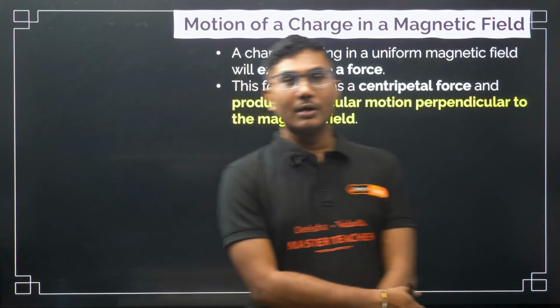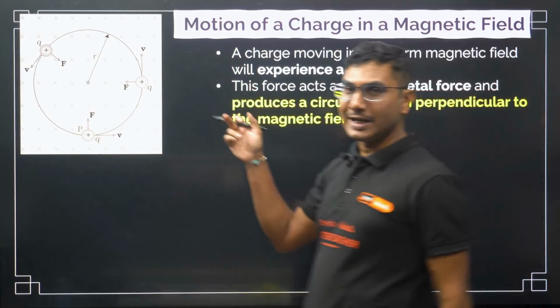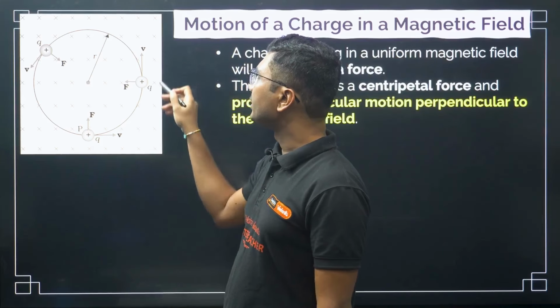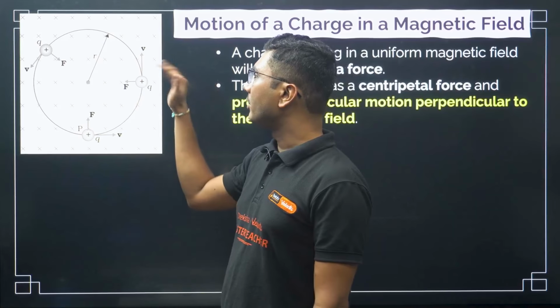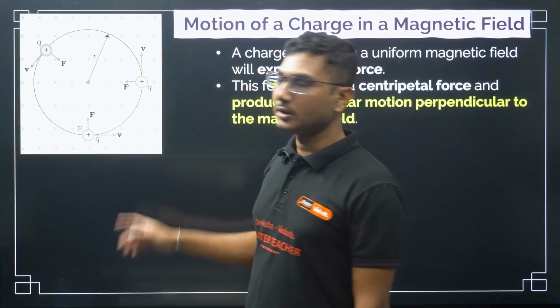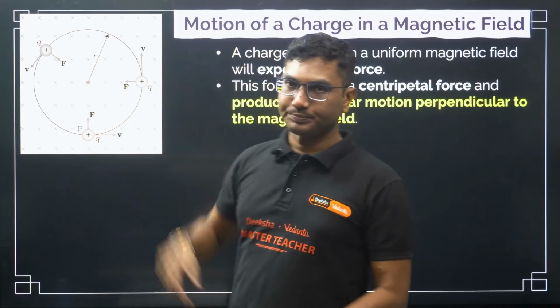So the force acting on this charge will produce a circular motion just like this. As you can see here, we have a charged particle and it is moving, suppose, in this direction. The magnetic field is into the page, then the force acting on it, V cross B, will be towards the center of the circle, and it will start rotating in a circular motion.